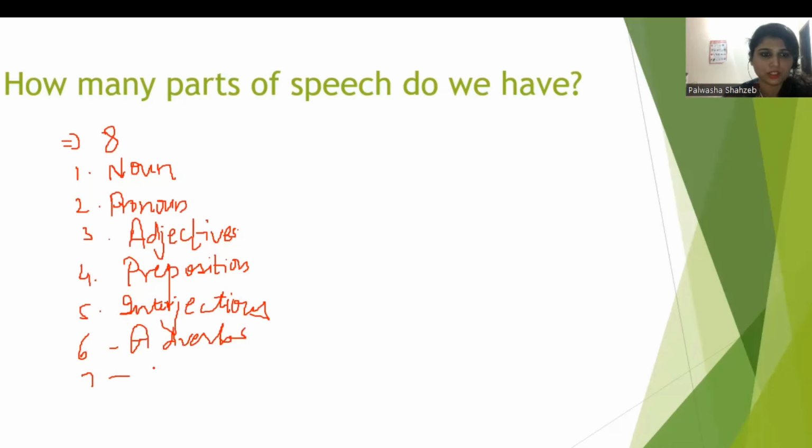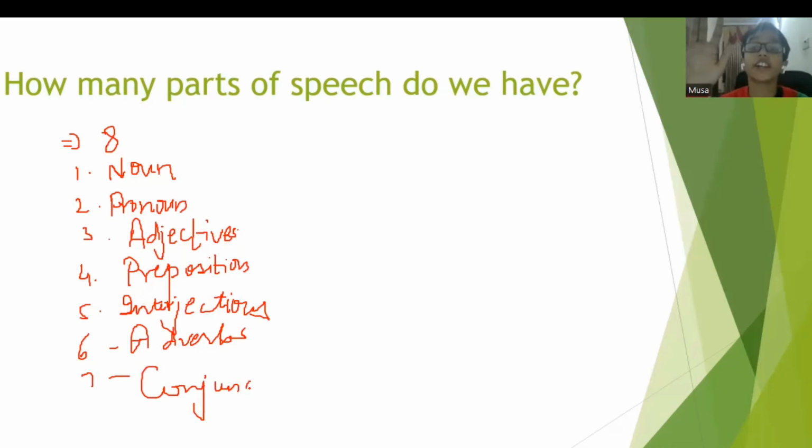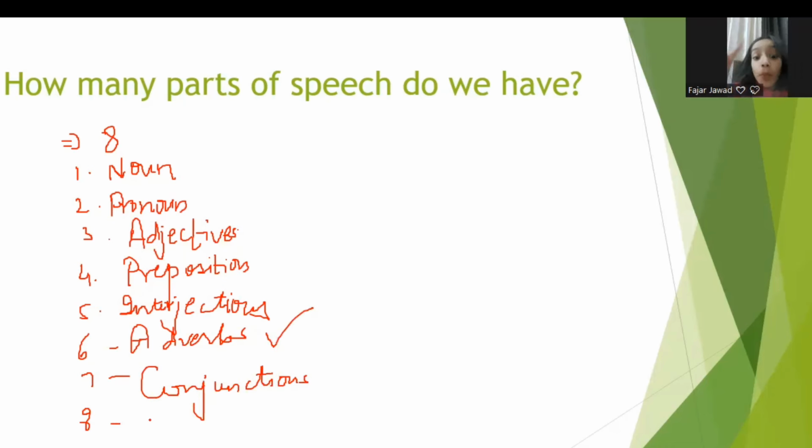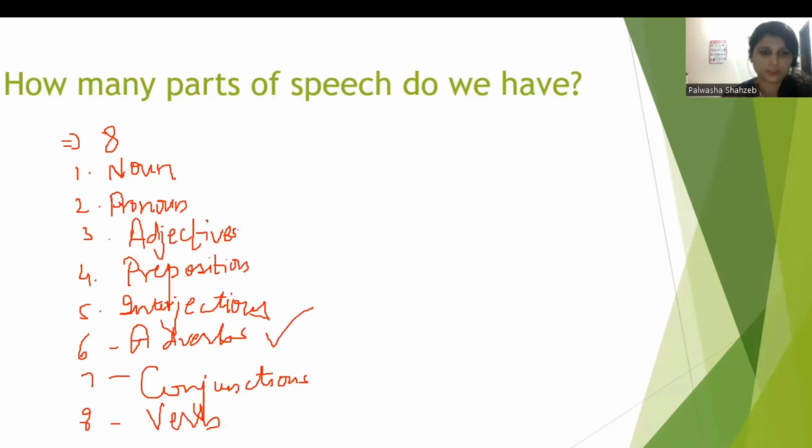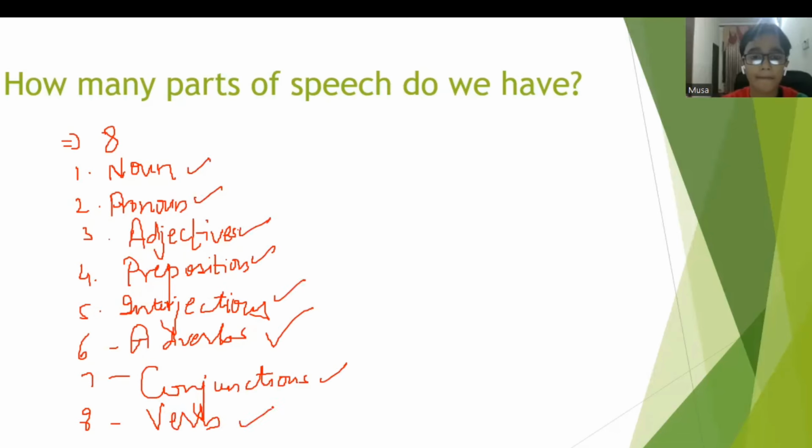We are on the 7th one. Conjunctions. Very good, Hassan. Interjections are done. You can see my screen. Which one is left? Verb. Yes, the verbs are left. So are we done with all the 8 parts of speech now? Yes. That's perfect. So everybody is quite aware about the parts of speech.